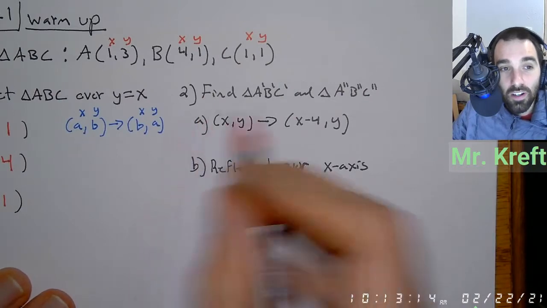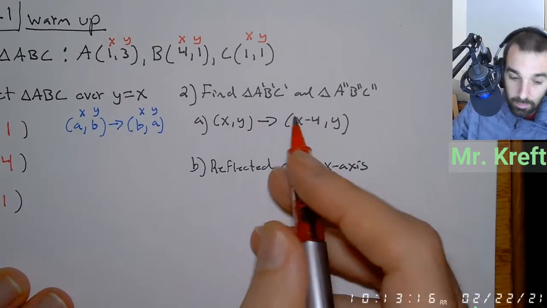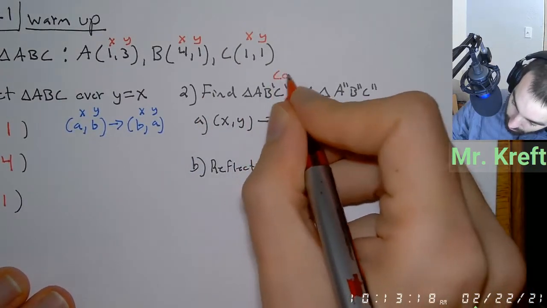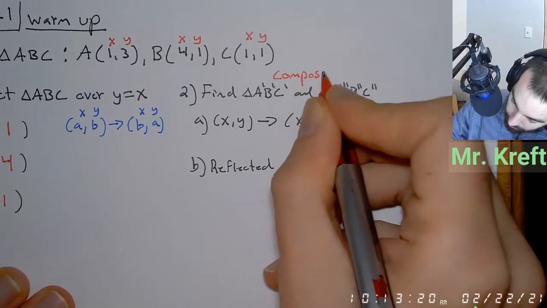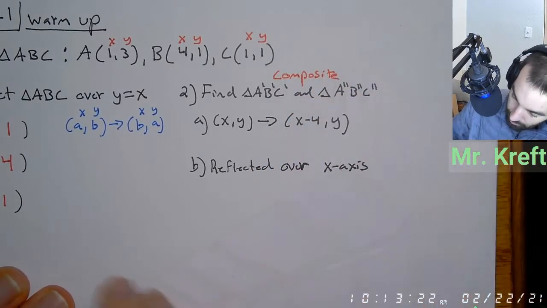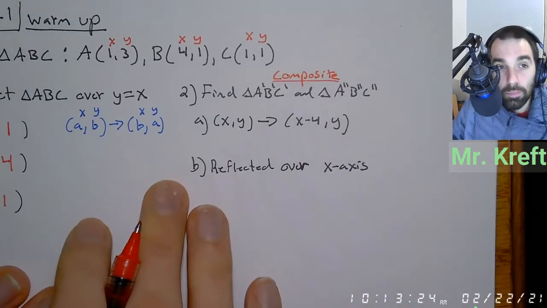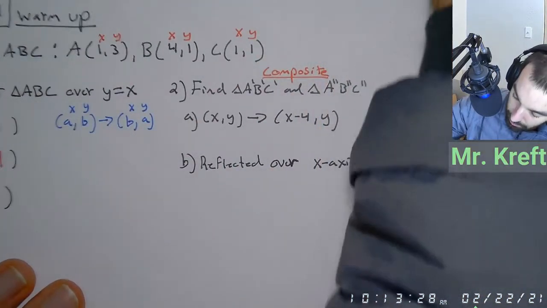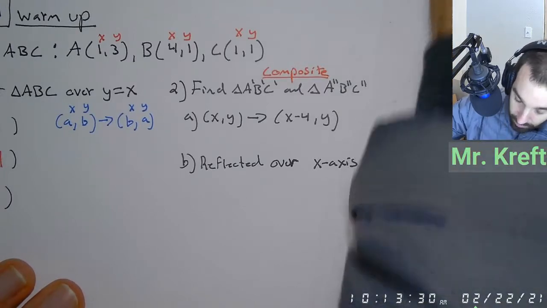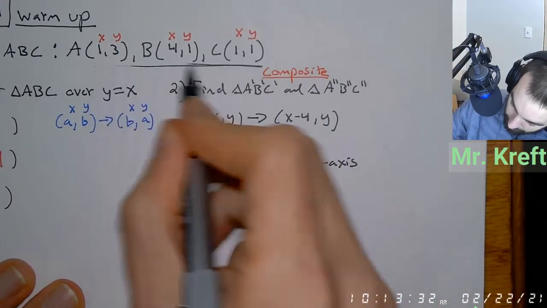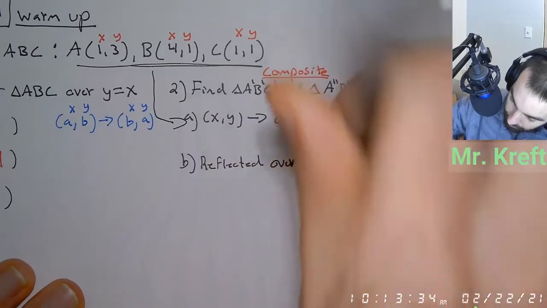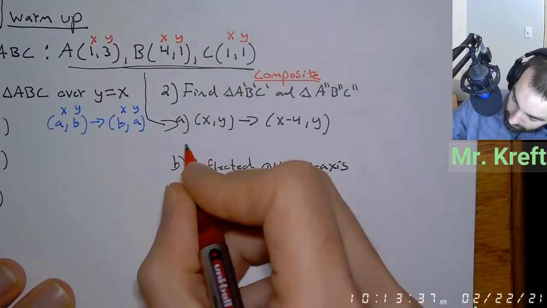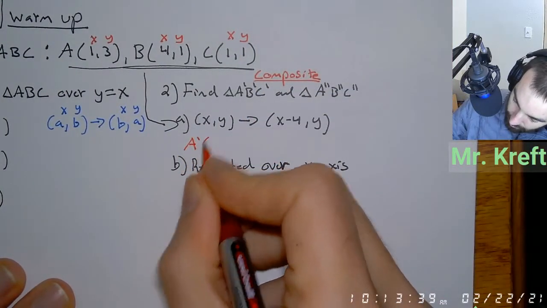Going on to this one. This one is a composite transformation. In a composite, we're going to have multiple steps. So I'm going to take my original points here and plug them in here. So we're going to get an A prime.